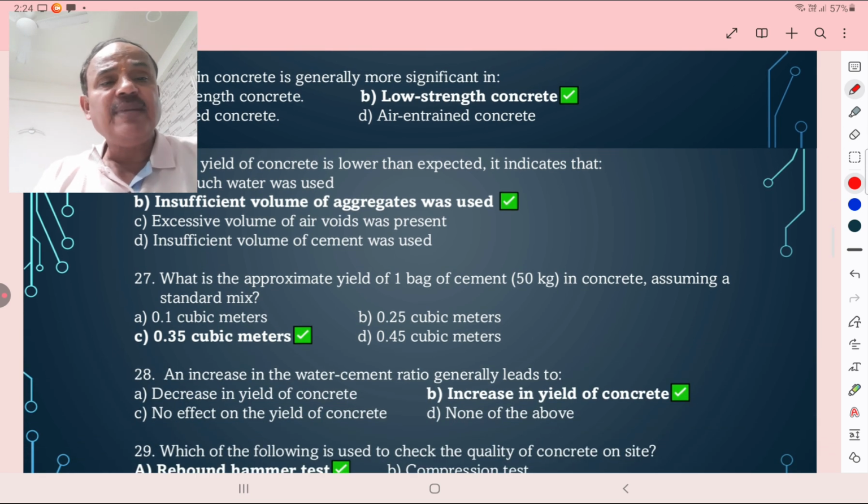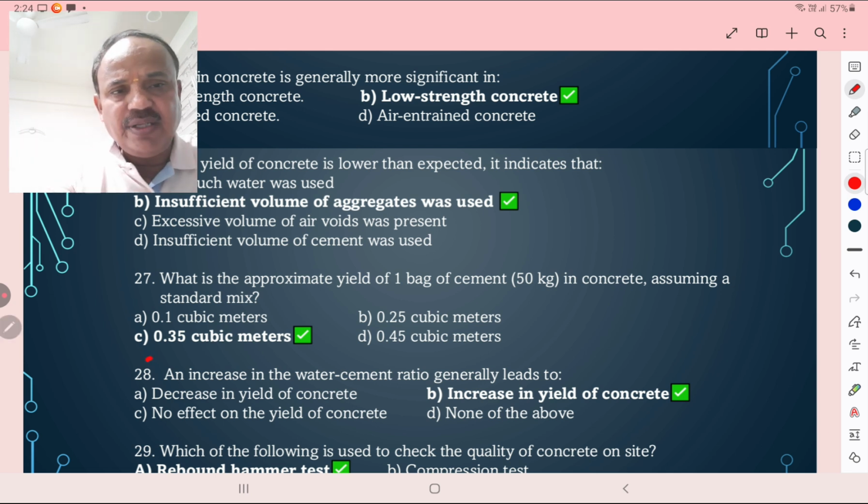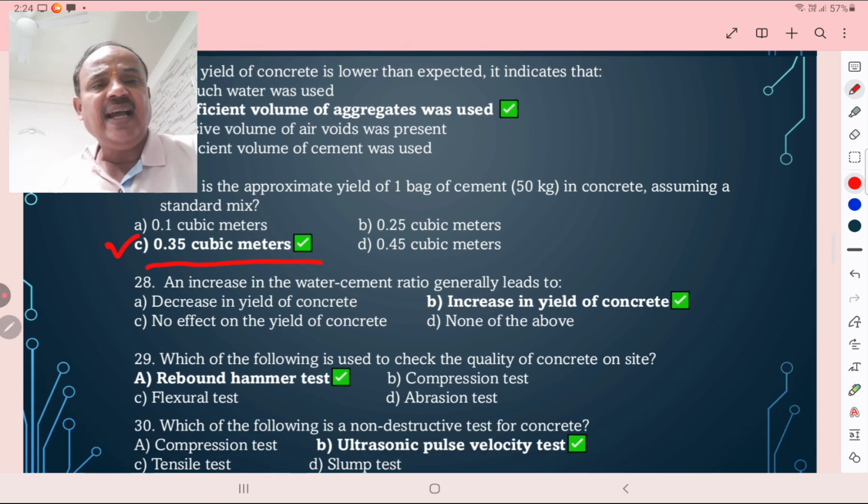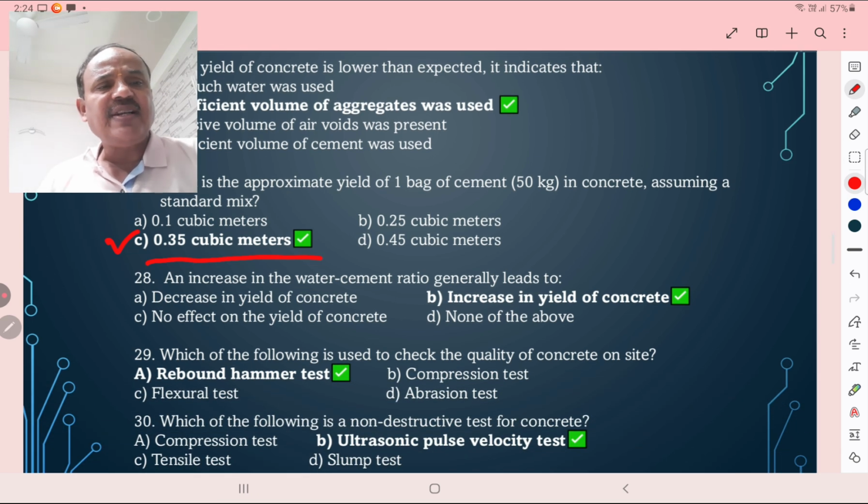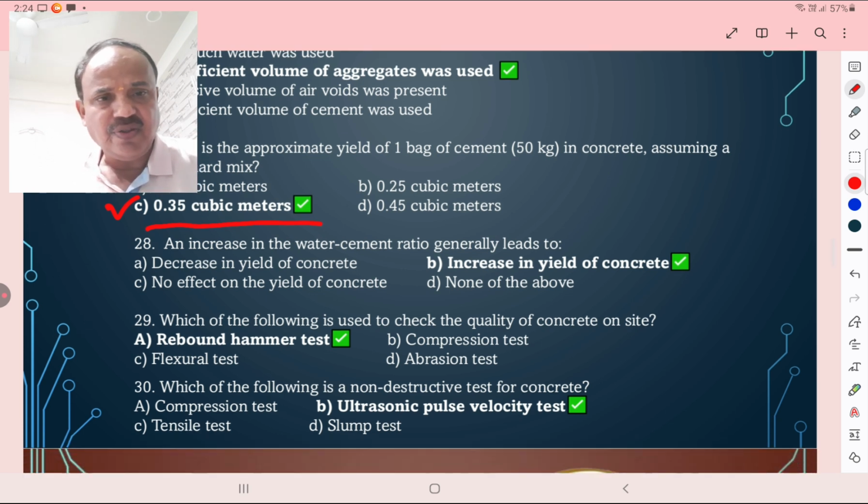What is the approximate yield of 1 bag of cement in concrete assuming a standard mix? 0.35 cubic meter. That is the yield of cement for 1 bag. Then an increase in the water cement ratio generally leads to a decrease in the yield of concrete, an increase in the yield of concrete, no effect on the yield of concrete, or none of these. It increases the yield of concrete, because water increases, volume increases.